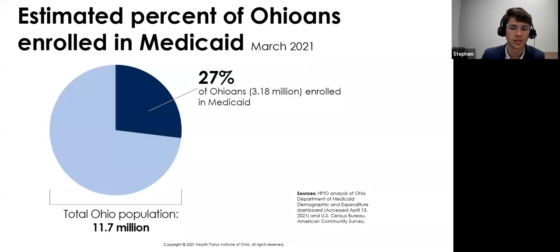As shown in the pie chart, as of March 2021, 27% of Ohio's total population, or more than 1 in 4 Ohioans, received healthcare coverage through Medicaid. For this reason, the Medicaid program is a critical piece of the health policy landscape in Ohio. Since Medicaid is the payer of healthcare services for more than a quarter of all Ohioans, Medicaid can be leveraged to make large-scale policy changes that significantly impact the health of Ohioans.